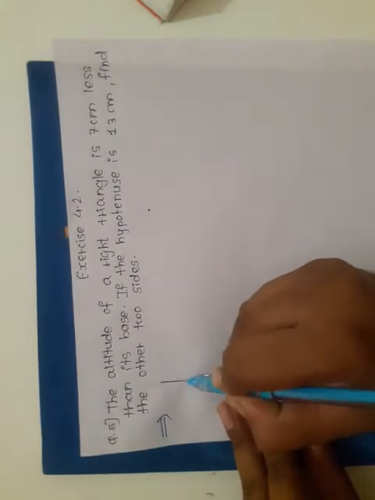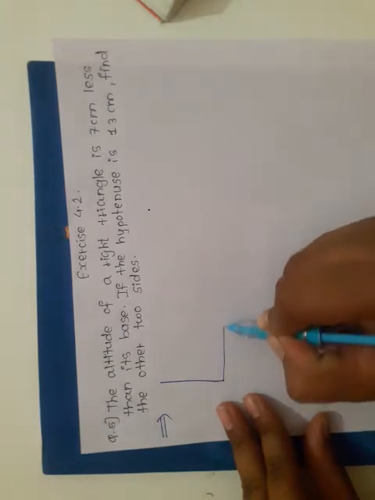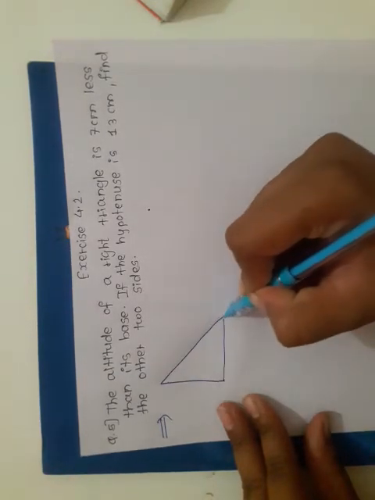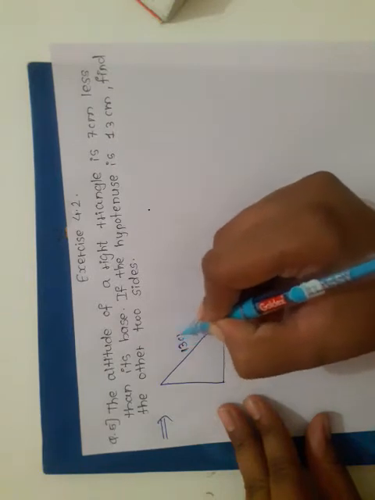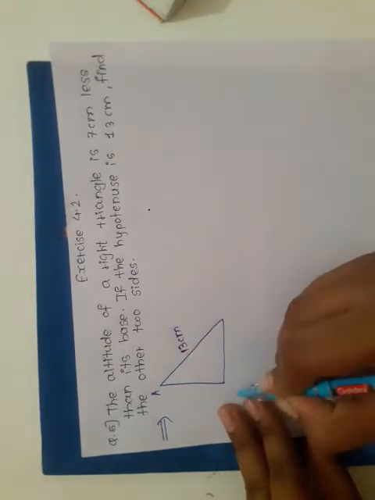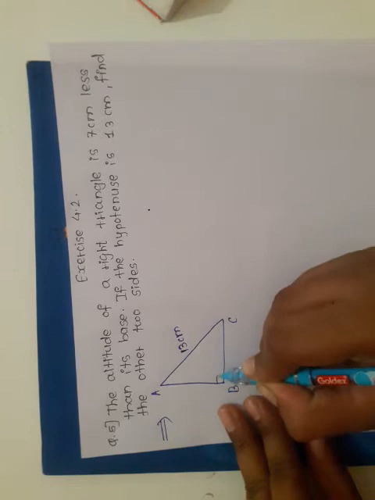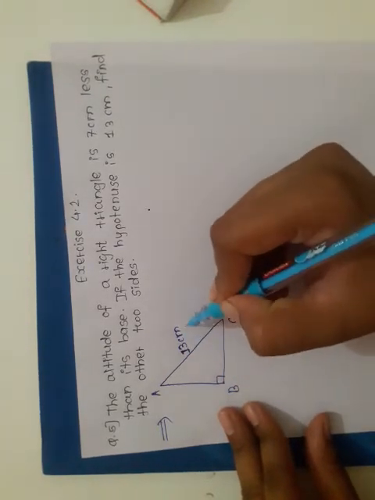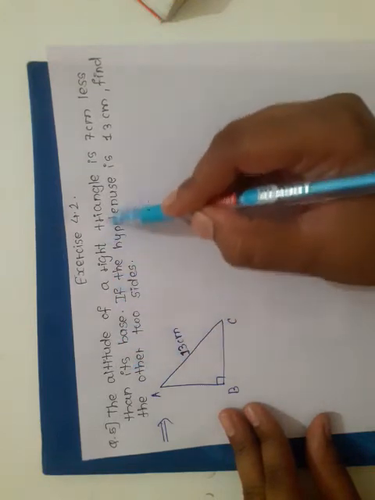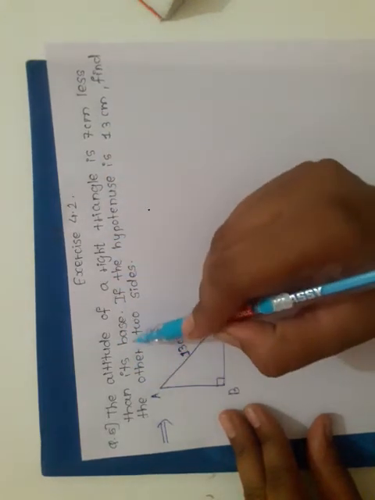So first we draw the right angle triangle. Suppose this is a right angle triangle ABC. The hypotenuse is given to us as 13 centimeter. Angle B is of measure 90 degree. So if the hypotenuse is 13 centimeter, then the altitude of a right triangle is 7 centimeter less than its base.